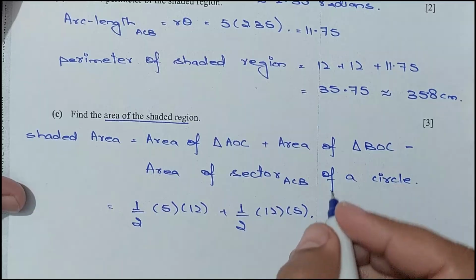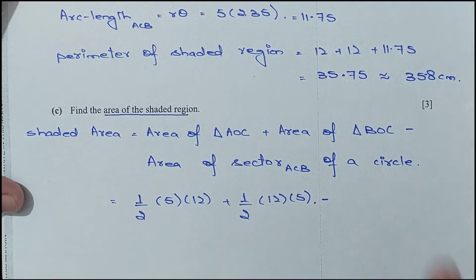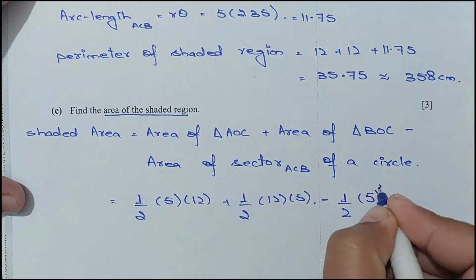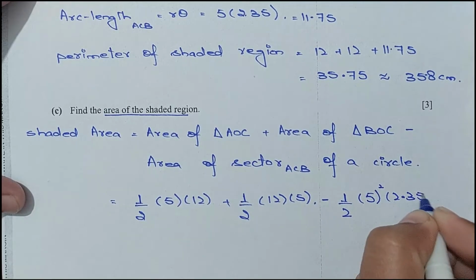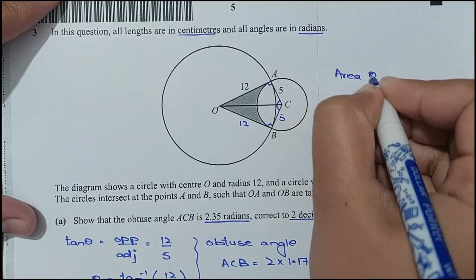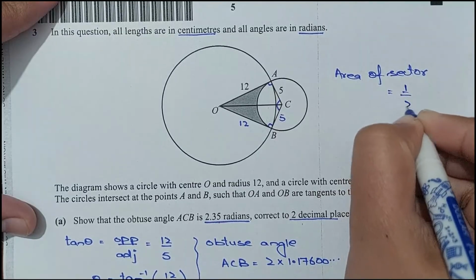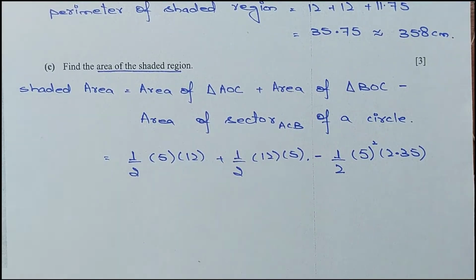Okay, now the area of a sector, so it is in radians, right? The formula for the area of a sector is half radius squared theta. So half, what is the radius of that circle? 5 is the radius of the circle and theta is 2.35. Let me write the formula over here. Area of a sector in terms of radians is half radius squared theta. Radius is 5 and theta is 2.35. Let me simplify all of them.